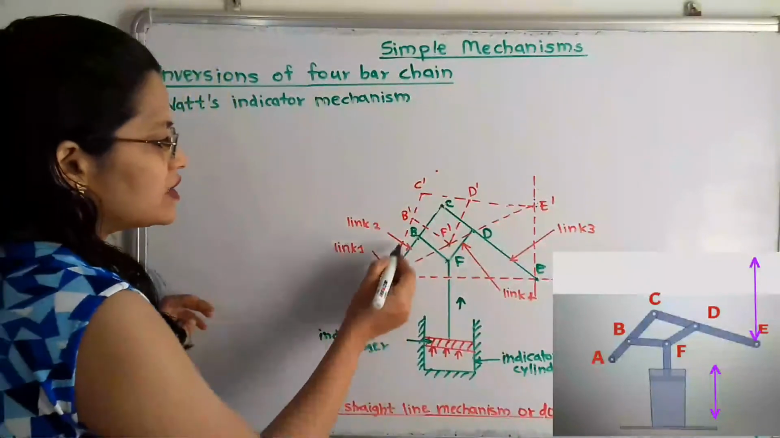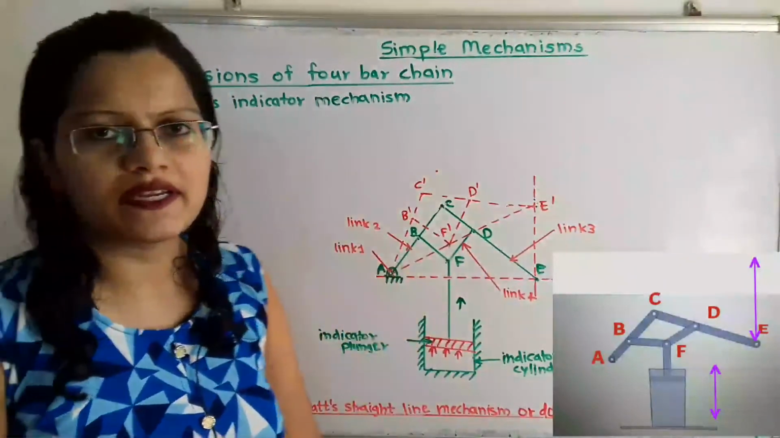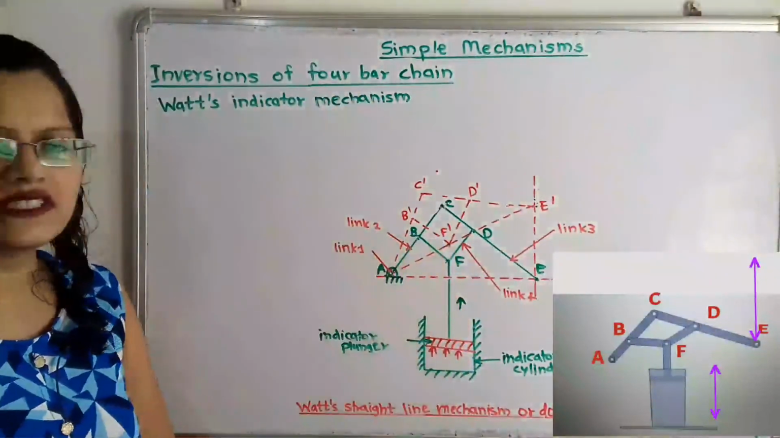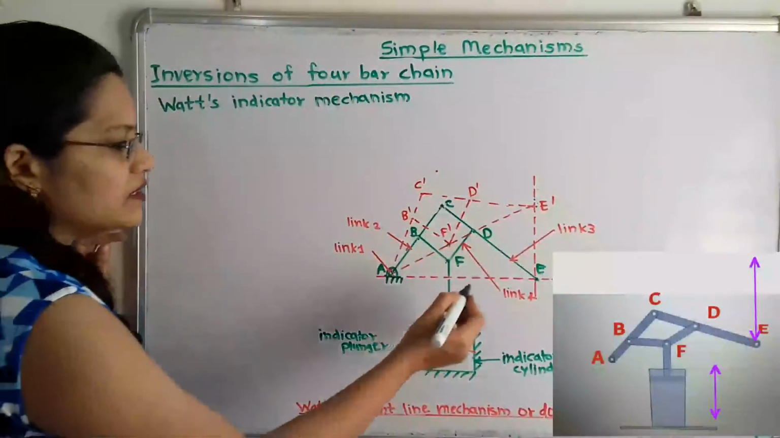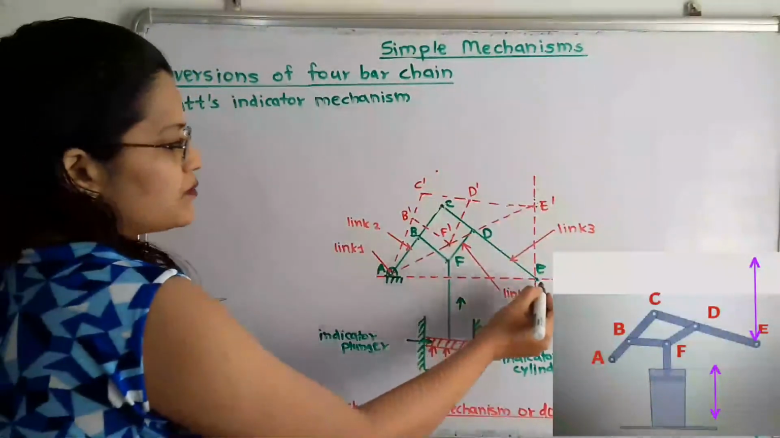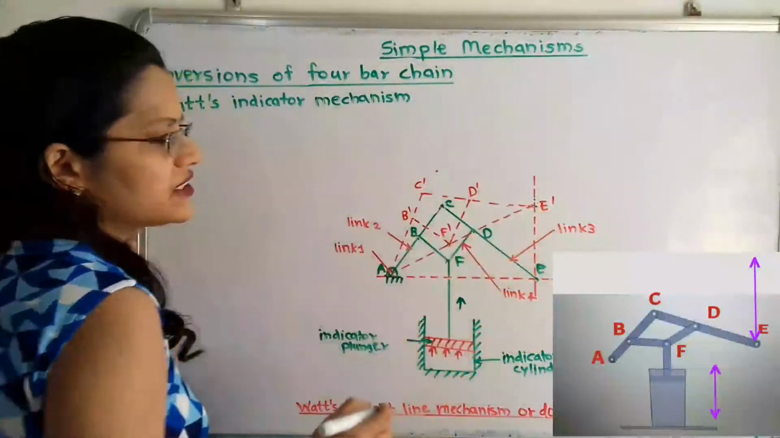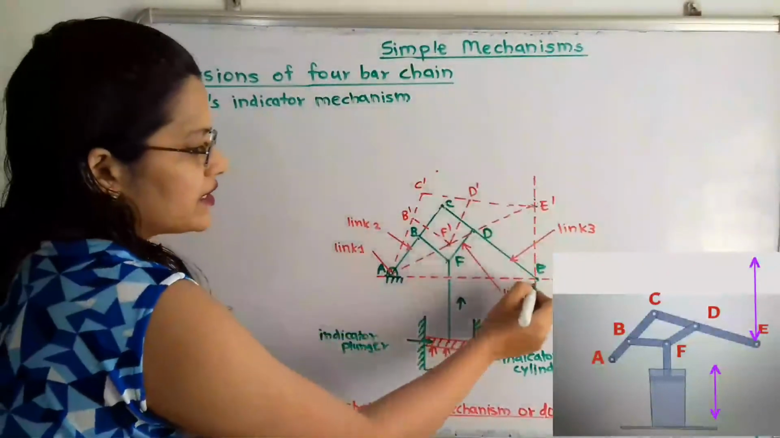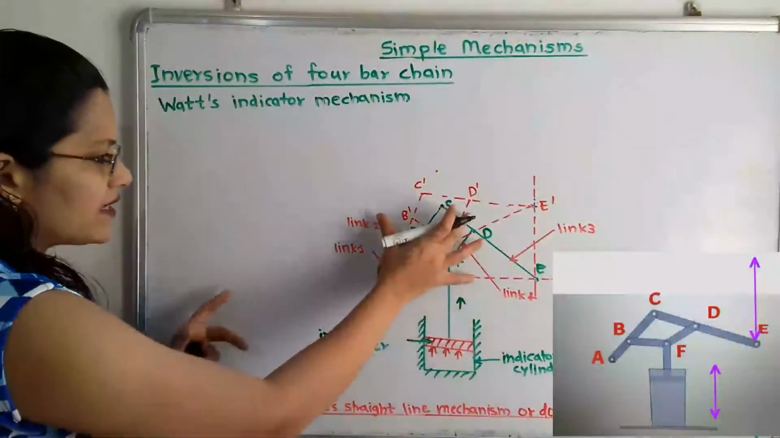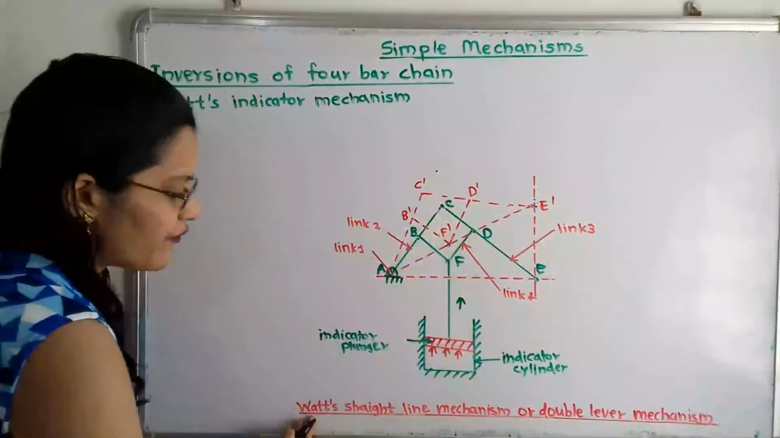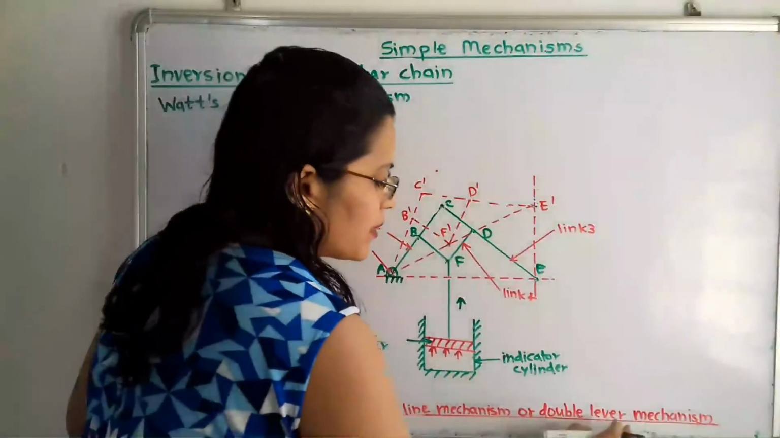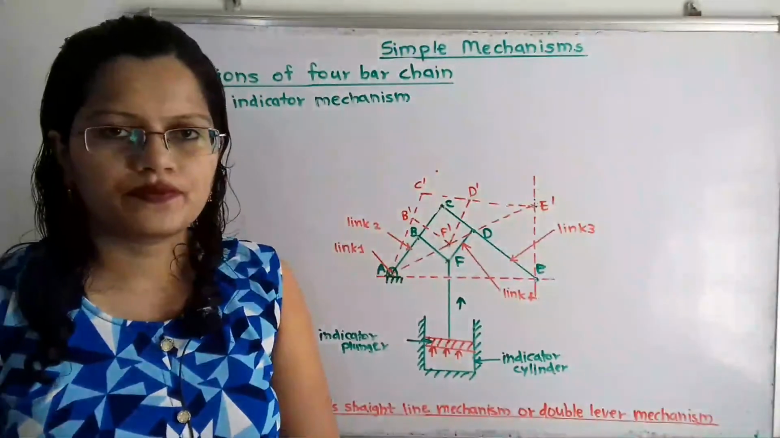So this is the initial position that I have explained. So what is happening when the pressure is applied on this indicator plunger? This point E will move in the upward direction, from E to E dash. So E dash is the final position. Here this point E is moving in a straight vertical line, and that's why this mechanism is also known as Watt's straight line mechanism, and it is also known as the double lever mechanism.